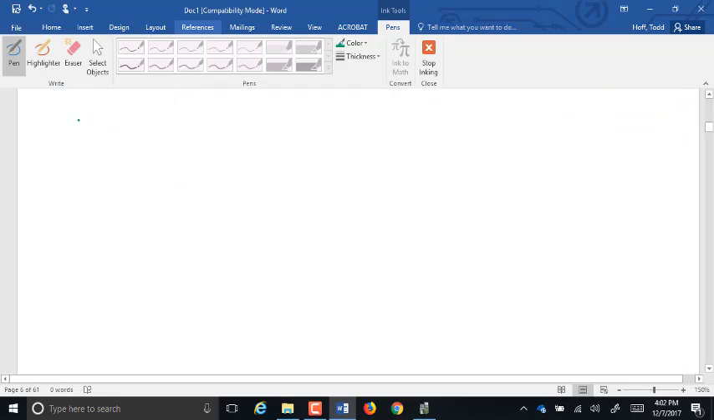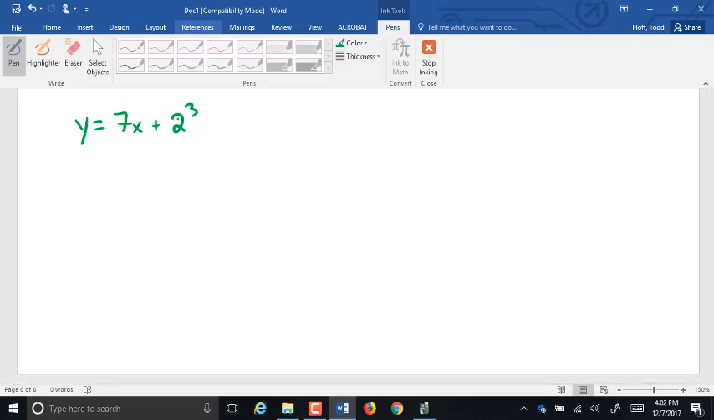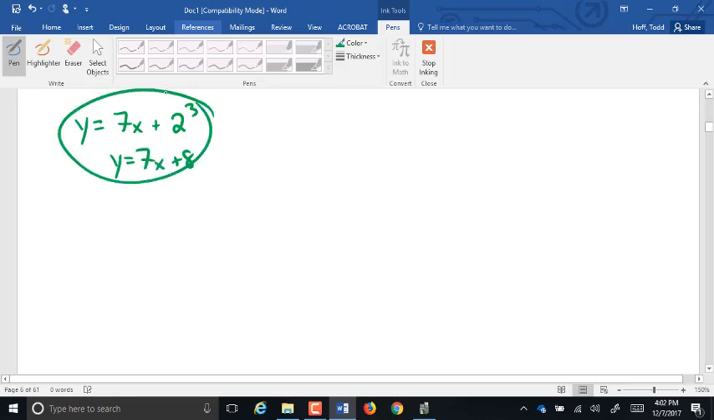So let's look at some equations. Is that going to form a line on the graph? What about that third power there? Does that make a problem? No, it doesn't. That's just 2 to the third power. This is just y equals 7x plus 8. So yes, that is a line.